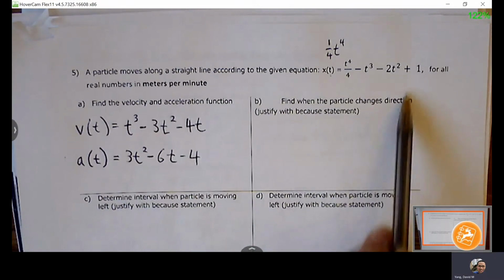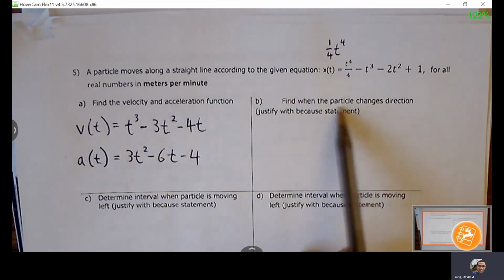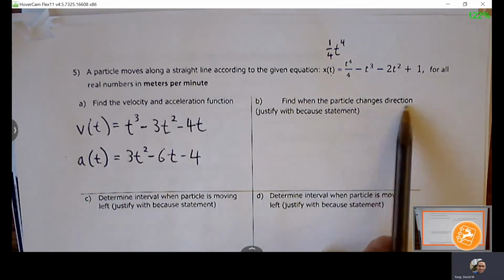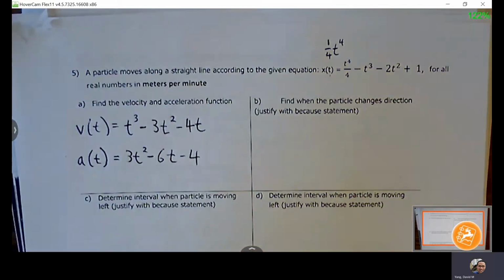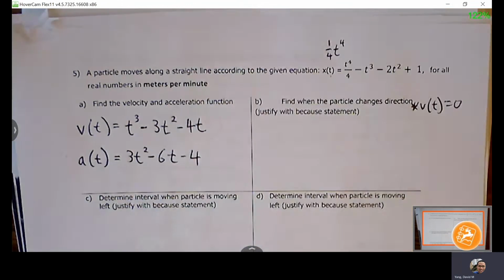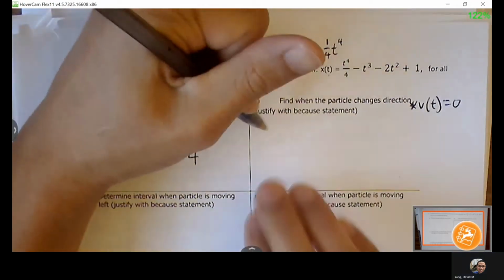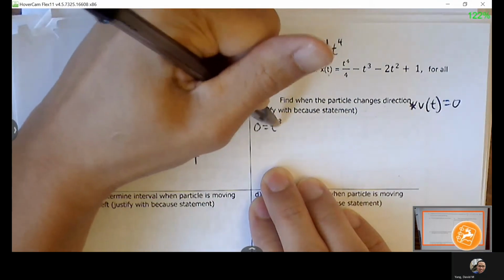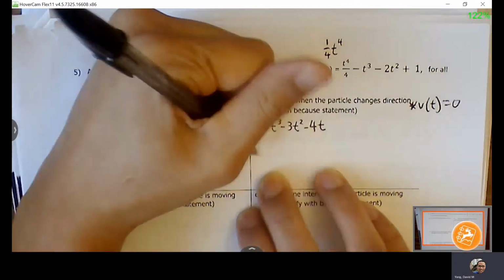Find when the particle changes direction. Before, this is a multi-step process, right? Before we can worry about where it changed direction, we first have to figure out what? First, yeah, we need to figure out when the object is motionless, right? So we need to set velocity equal to 0. Even though it doesn't say it, it is a precondition here. We need to find critical points before we can decide whether it actually is going to change direction there or not. Factor out the t.